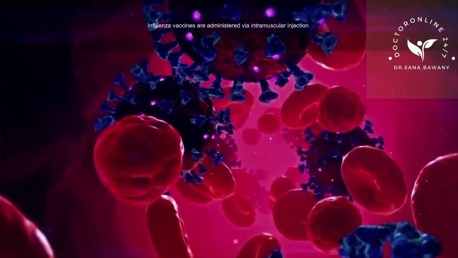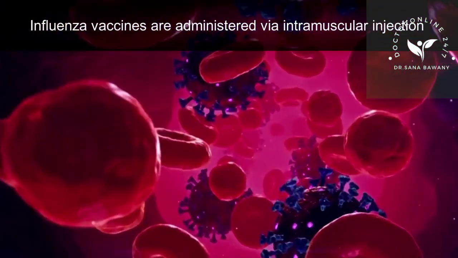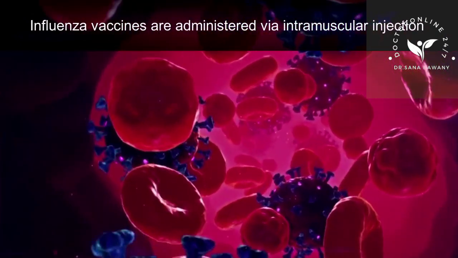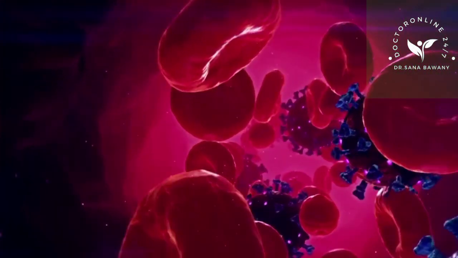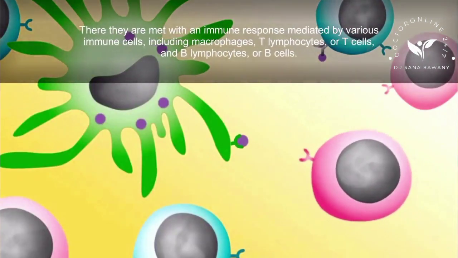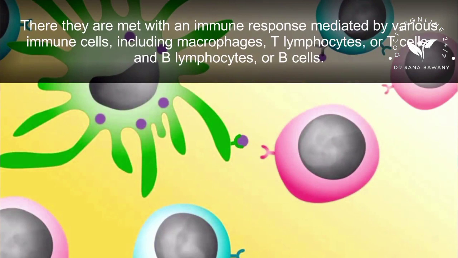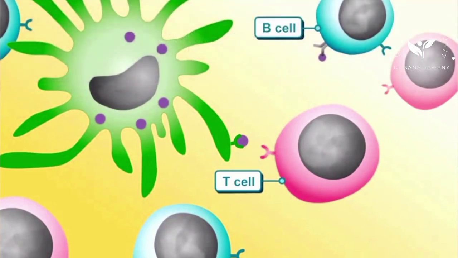Influenza vaccines are administered via intramuscular injection. These fractioned particles containing the foreign antigens hemagglutinin and neuraminidase are released from the vaccine into the bloodstream. There they are met with an immune response mediated by various immune cells, including macrophages, T lymphocytes or T cells, and B lymphocytes or B cells.